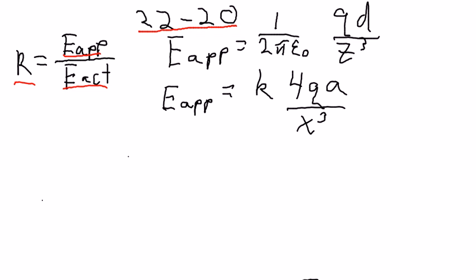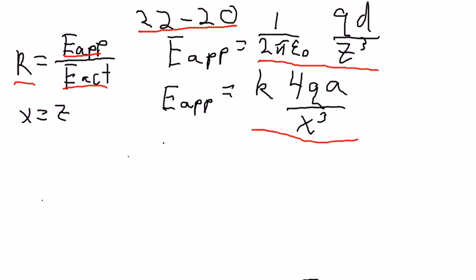The equation that the problem gives you for the approximate E field is shown here as being 1 over 2 pi epsilon naught multiplied by Q times d over z cubed. I wanted to first start by showing you that this is actually the same approximate E field that we derived in class, equal to k times 4qa over x cubed. First off, as you can probably deduce, they just defined x as being equal to z. They just gave it a different letter name, but it's the same idea.